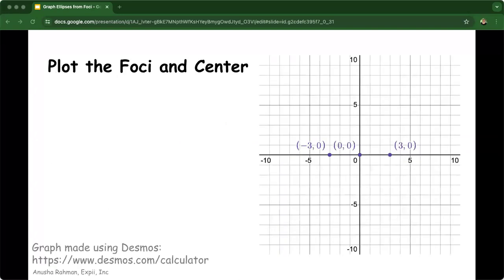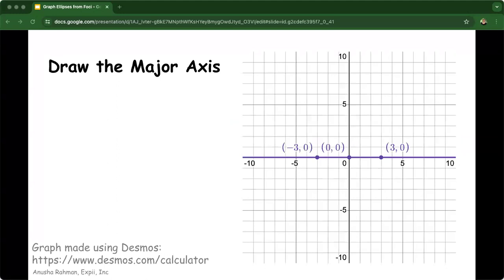Then we can plot the foci and the center. We can plot the foci at -3, 0, and 3, 0, and we can mark the center at 0, 0 on the coordinate plane. I've done it for you. Then we'll draw the major axis. The major axis is the line segment connecting the foci. Draw a line segment passing through both foci. Since the foci are both on the x-axis, the major axis is horizontal.